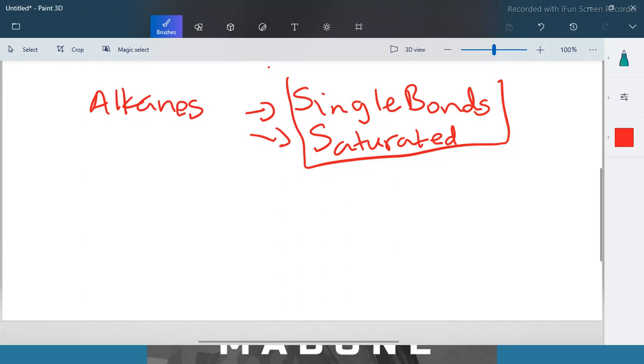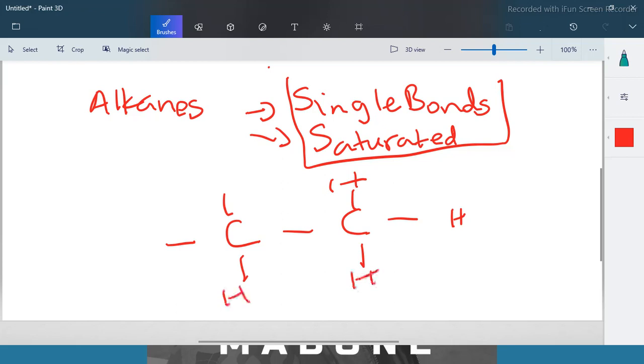Now that we know all these, how do we identify an alkane? Guys, this is very, very easy. I don't think anyone would get this wrong. So let me draw an alkane. This is just an example, okay? I'm not teaching you how to name, I'm just teaching you identification.